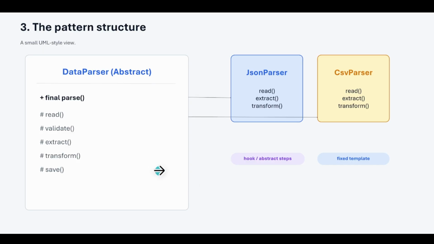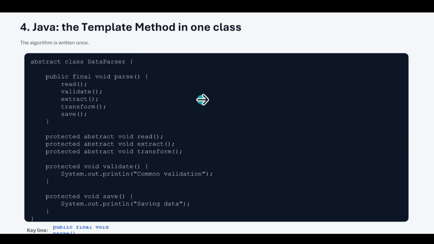So this is the UML style view. You can see we have this data parser abstract class, which has a final parse method. It also has methods like reading the file, validating, extracting, transforming, and save. These steps vary in the JSON parser. It will have a different extract method and a different transform method. The validating method would be different for the JSON parser and the CSV parser, correct? So this is the implementation of this data parser class.